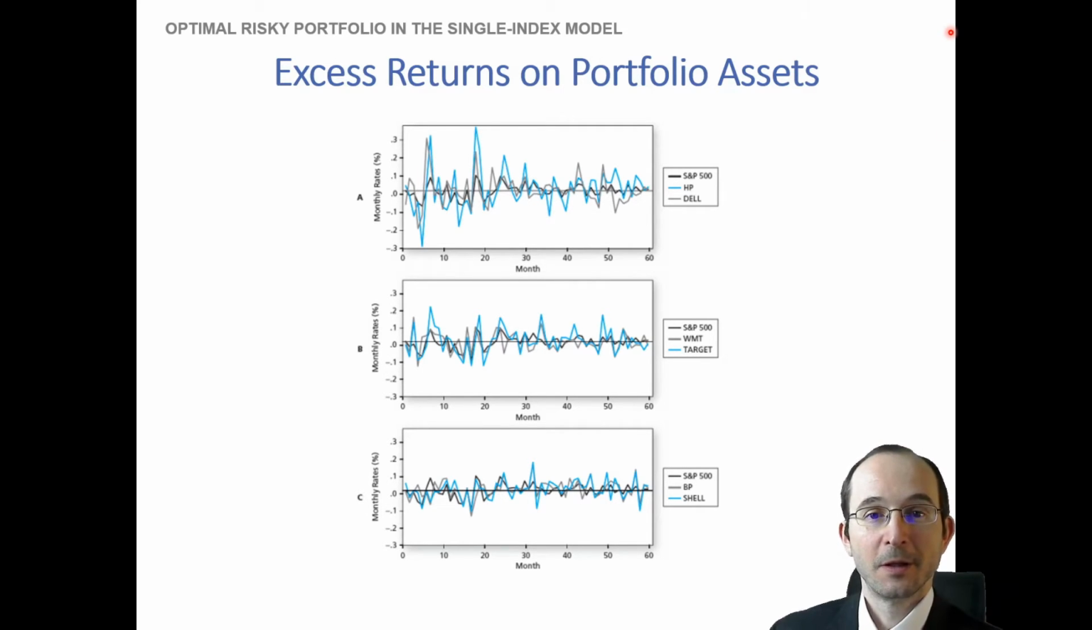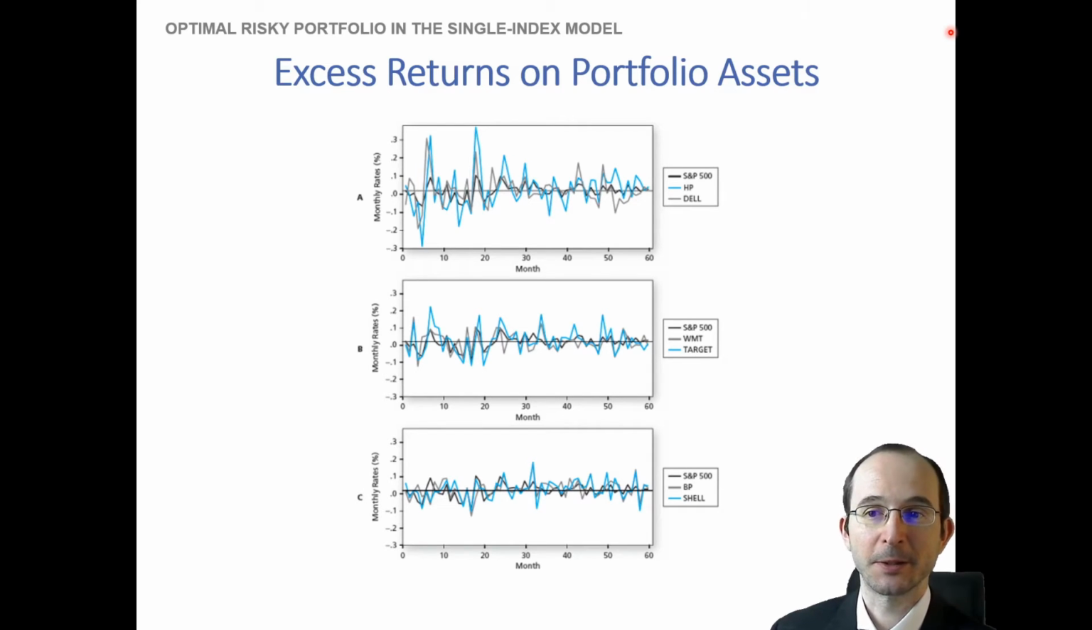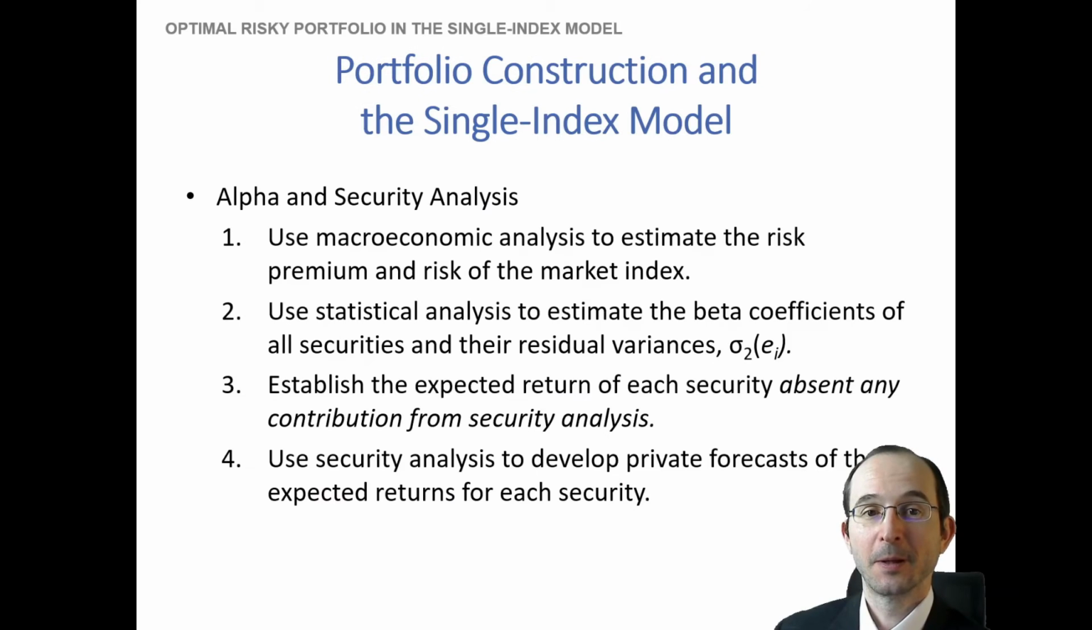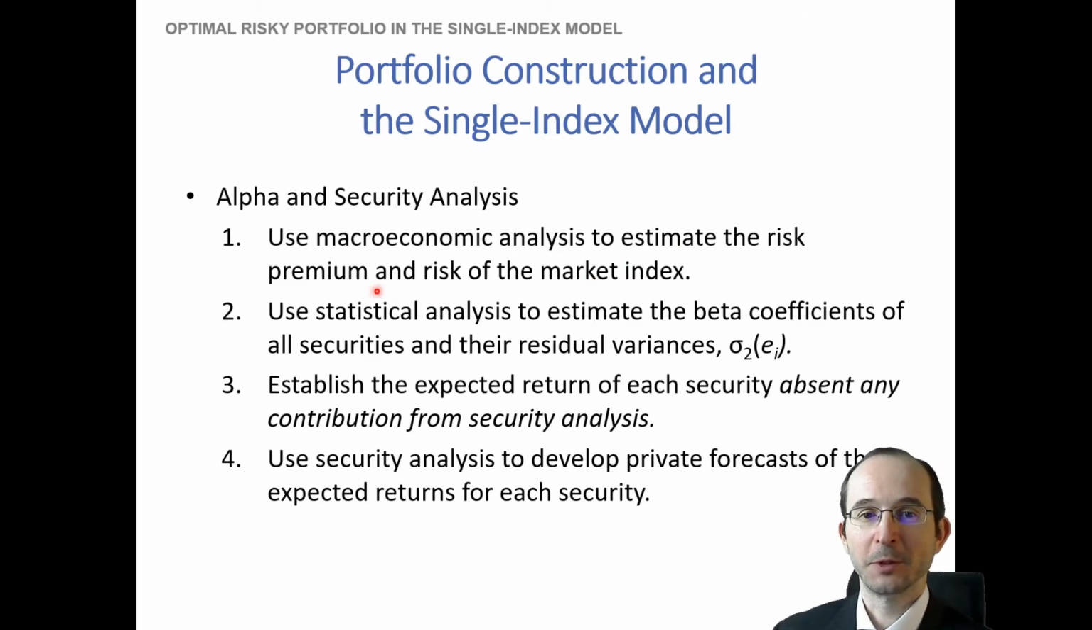So this sort of suggests that we will be able to capture both the systematic and firm-specific errors from each portfolio asset using the single index model. So how do we actually go about doing it? Well, the first thing we need to do is, of course, define our macro index. So if we're going to use the S&P 500, that means that we need to actually estimate what the risk premium and risk of the market index is going to be.